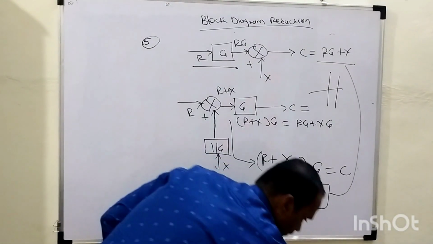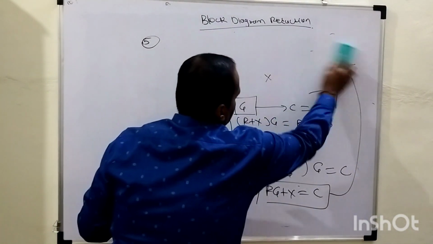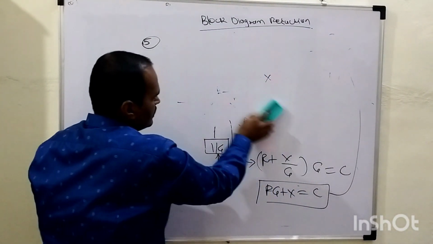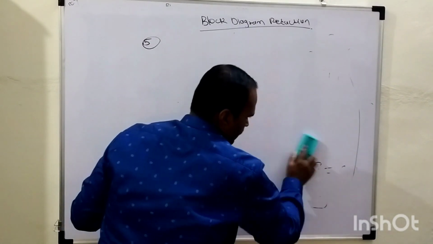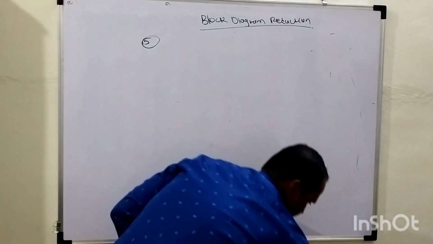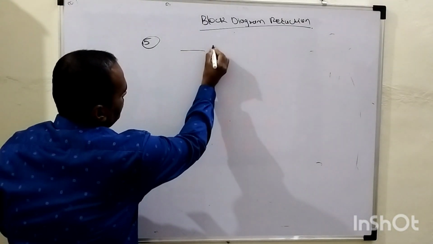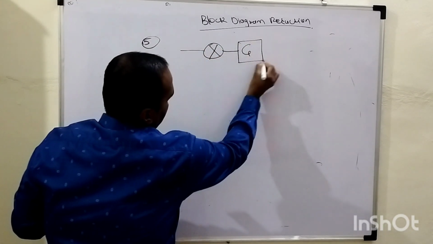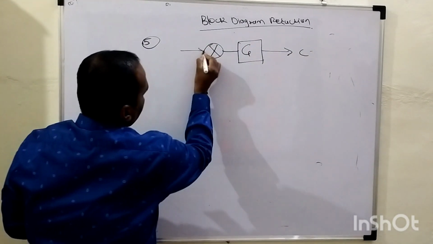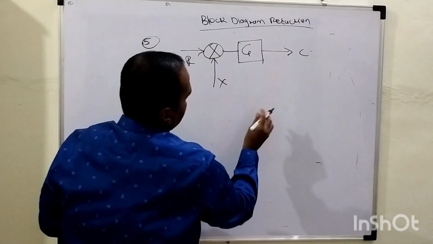In the same manner, rule number 6. This rule number 6 tells us how to shift this summing point after this given block. So let us consider the scenario belonging to rule number 6. Here we have the summing point, this G, the output is C, R is the input, and this is X, right?